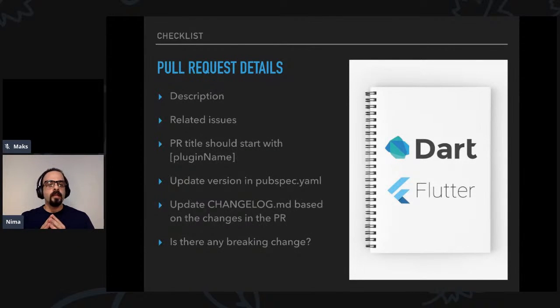Also, you need to mention whether your PR causes any breaking change or not, because it is important for reviewers to know. If there is any breaking change and it is inevitable, they need to pay more attention to the details of the plugin or your PR to make sure that the breaking change is really required, and how they need to plan for that.